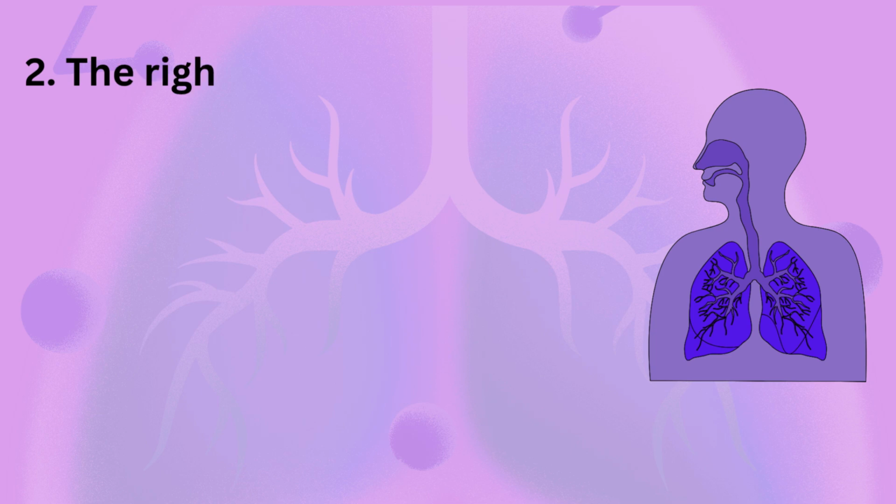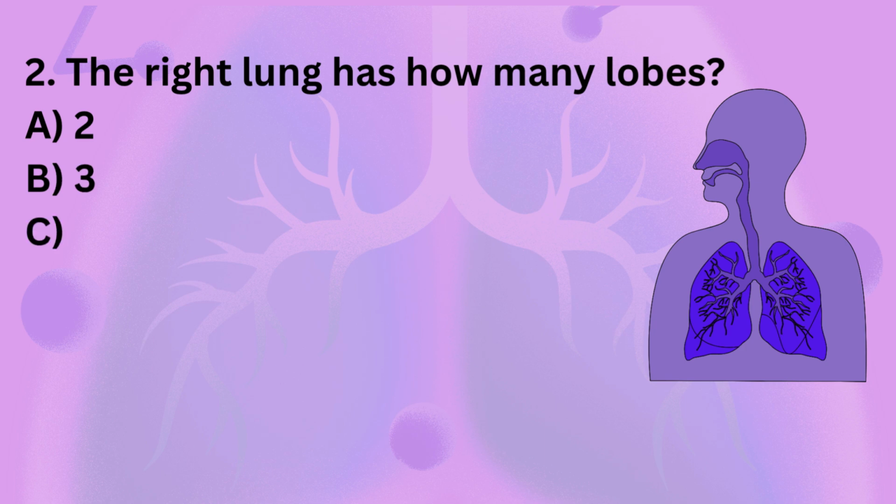2. The right lung has how many lobes? A. 2. B. 3. C. 4. D. 5. Answer. B. 3.